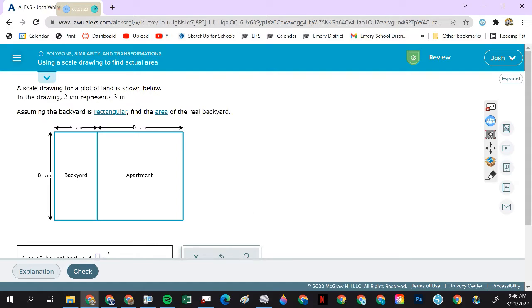So a scale drawing for a plot of land is shown below. In the drawing, 2 centimeters equals 3 meters in the real land. So assuming the backyard is rectangular, what is the area of the backyard? So we would change 8 centimeters. What would 8 become? It's a little bit tricky. Why is this one tricky?